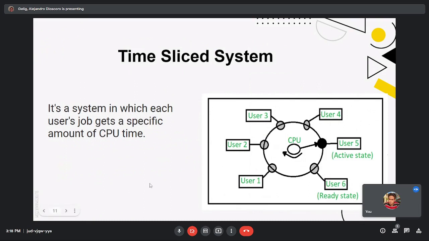So the example of a time slice system is the mainframe, a practical example of the time slice system where a user will be allocated a specific time slice to perform a complex task.